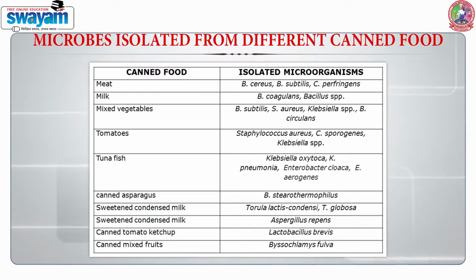The fish product like tuna fish will have species of Klebsiella and Enterobacter. The canned asparagus will have Bacillus stearothermophilus. Some of the canned milk products like sweetened condensed milk will have Torula and Aspergillus. Canned tomato ketchup may have Lactobacillus brevis. Canned mixed fruits will have Byssochlamys fulva.